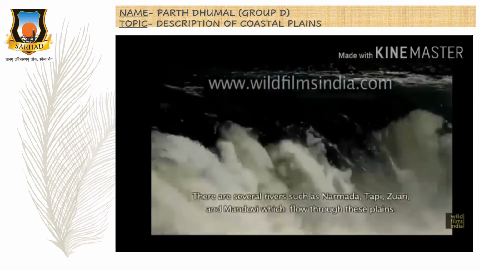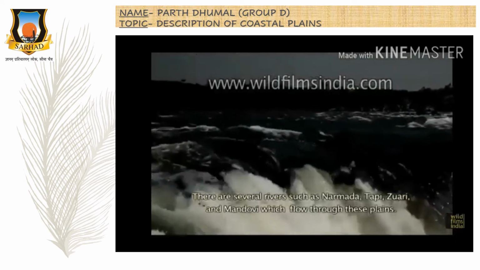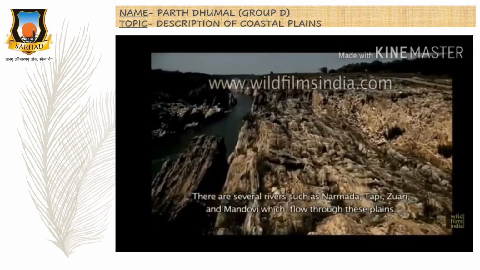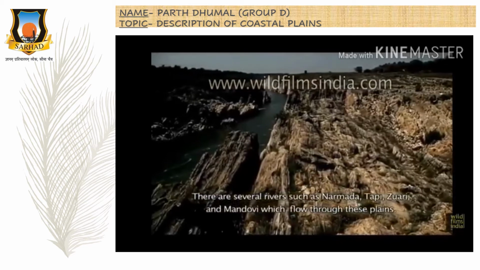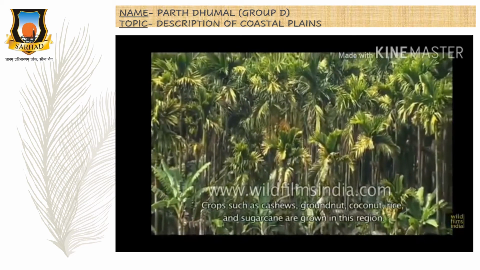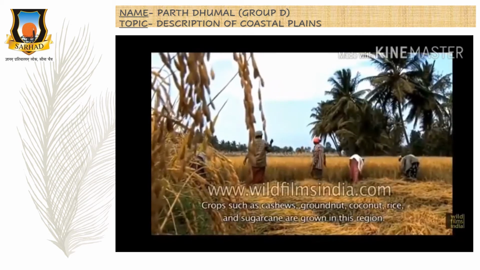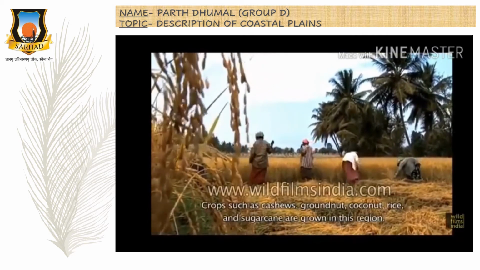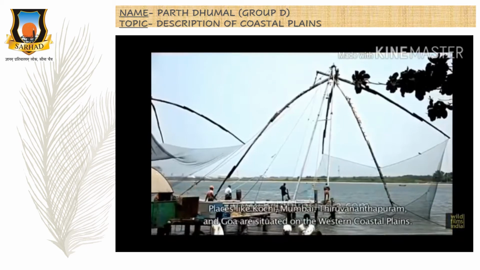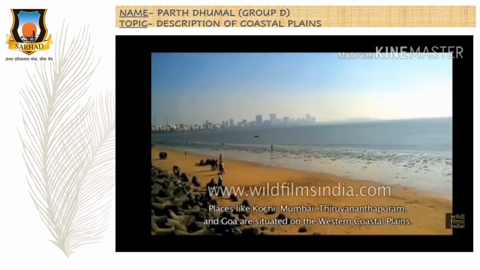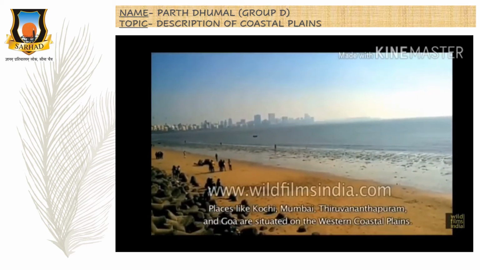There are several rivers such as Narmada, Tapi, Zuari, and Mandovi which flow through these plains. Crops such as cashews, groundnut, coconut, rice, and sugarcane are grown in this region. Places like Kochi, Mumbai, Thiruvananthapuram, and Goa are situated on the western coastal plains.